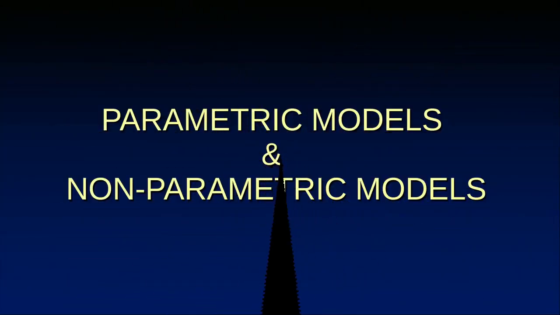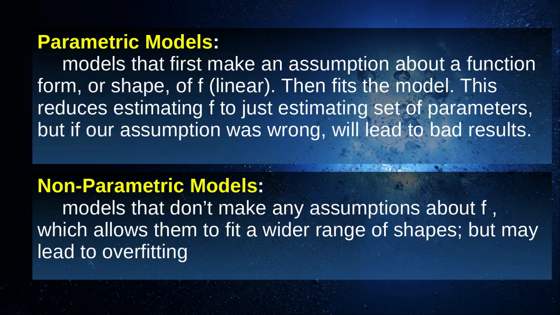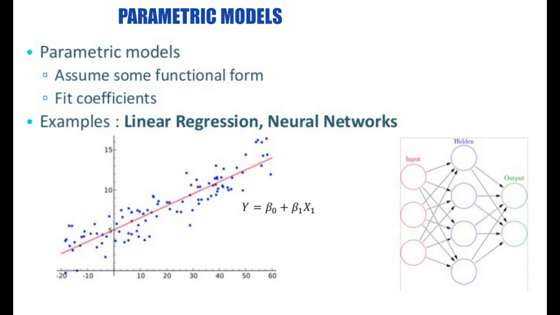So let's begin with parametric models and non-parametric models. Parametric models can be defined as models that first make an assumption about a function form or shape of function f, that is, a linear function, then fit the model. This reduces estimating the mapping function f to just estimating a set of parameters, but if our assumption was wrong, it will lead to bad results. That means assumptions can greatly simplify the learning process, but can also limit what can be learned.